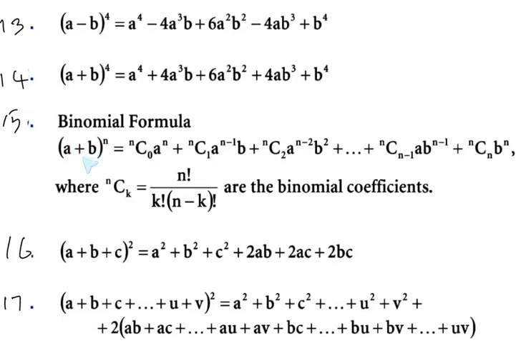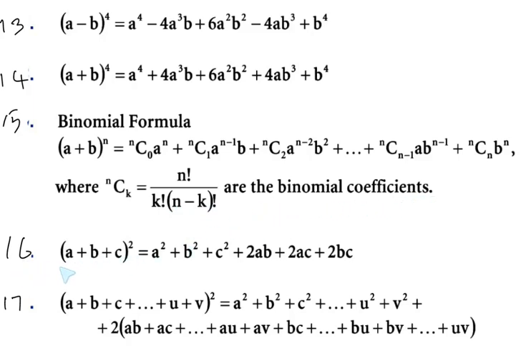The binomial formula is (a + b)^n = nC0 a^n + nC1 a^(n-1) b + nC2 a^(n-2) b^2 + and so on, + nC(n-1) a b^(n-1) + nCn b^n, where nCk equals, we know that formula, n factorial by k factorial into (n - k) factorial. The binomial coefficients are there.